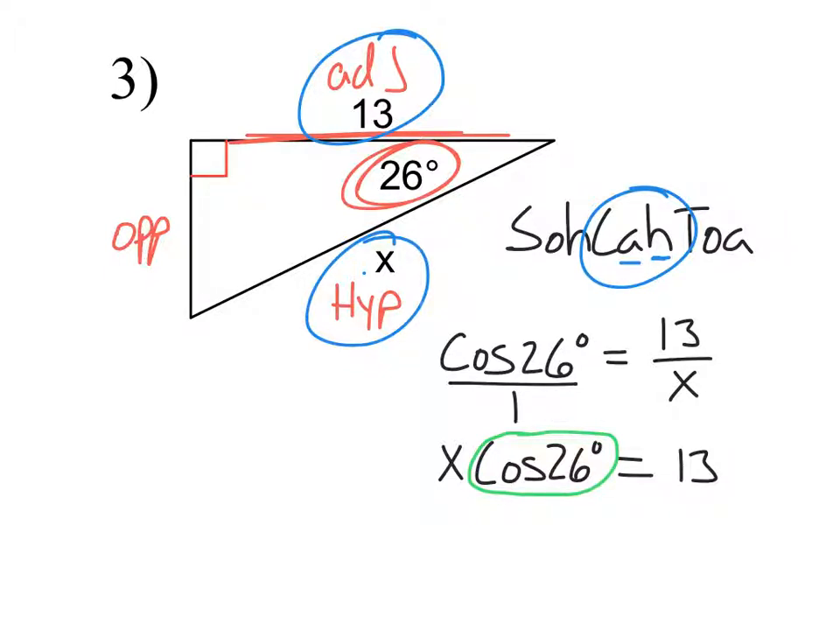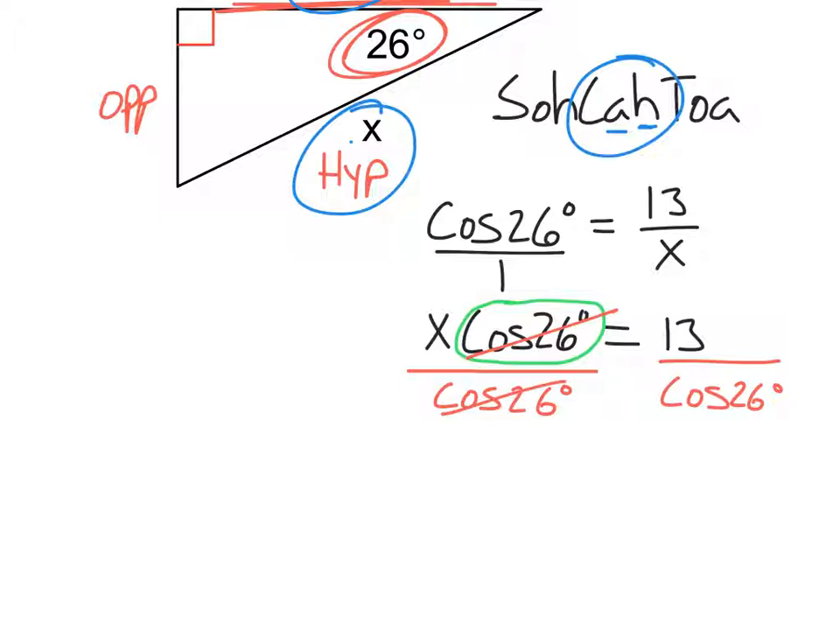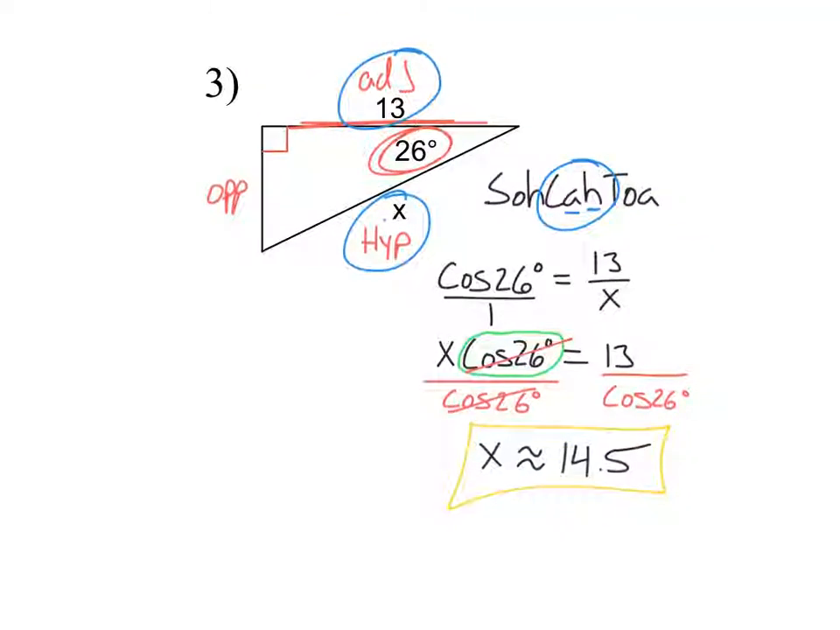I want to solve for x. And so to do that, I've got to get rid of that number that it's attached to. So I simply divide by the cosine of 26 degrees. That goes away there. And I am left with x. X is approximately, and again, go to the calculator, type in 13 divided by cosine 26, and that gives us 14.5. And there we go.